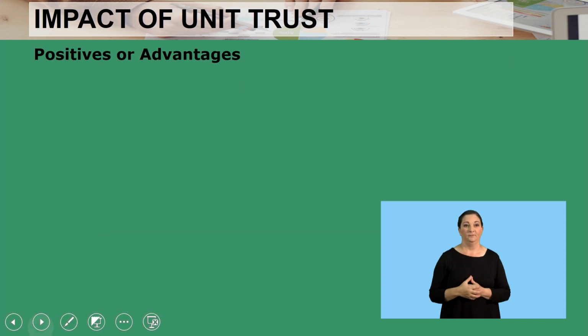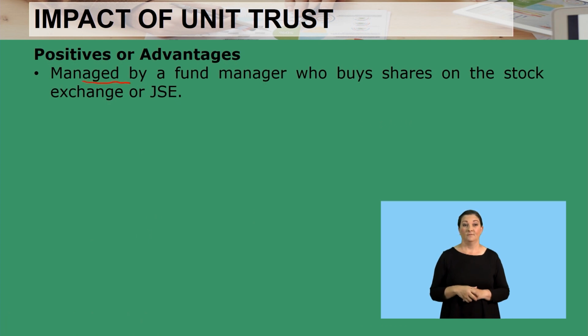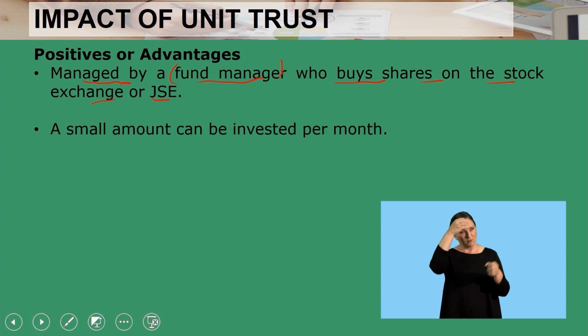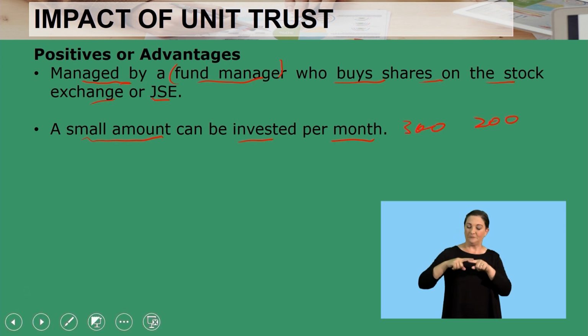Now let us look into the positives here. What are the positives? A unit trust would be managed by a fund manager who buys shares on the stock exchange or the Johannesburg Securities Exchange. That becomes an advantage. This fund manager is an expert who knows better about investments, and a small amount can be invested per month. Hence I said it can be 300 per month, it can be 200. It depends with the financial institution.